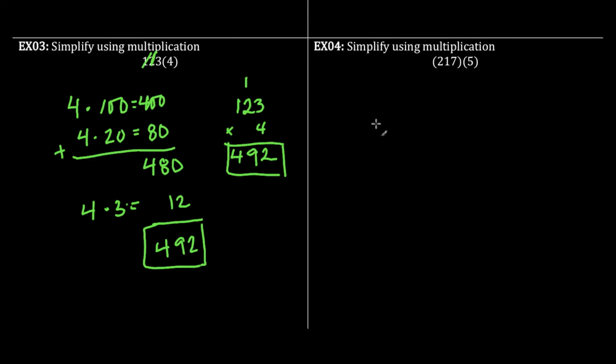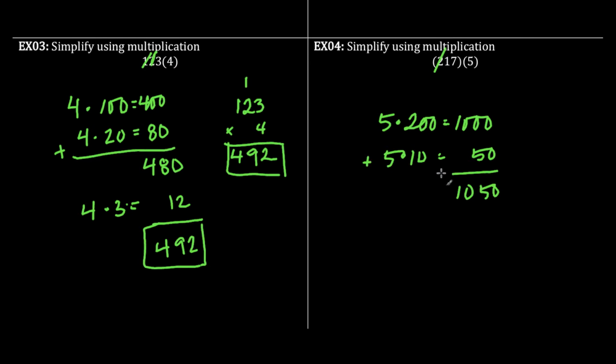Well, I'm gonna start off with 5 again. 5 times 200 is 1,000. 5 times 10 is 50. So we have 1,050. And 5 times 7 is 35. So we get 1,085.